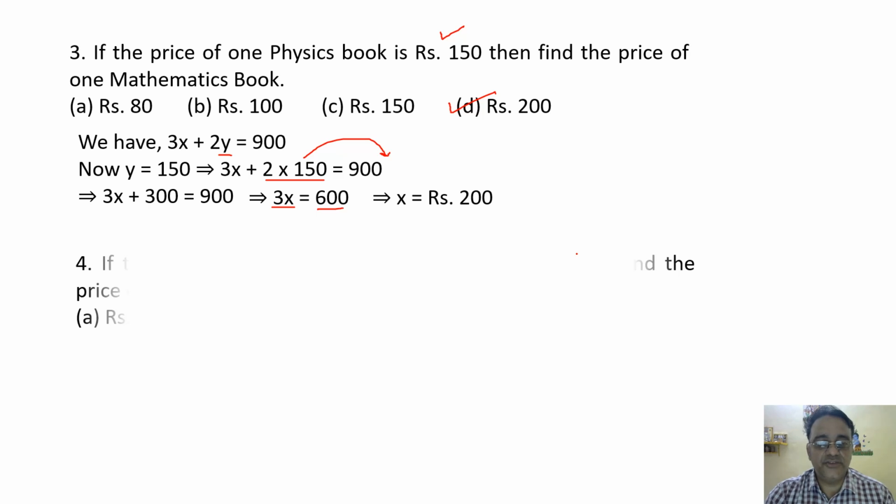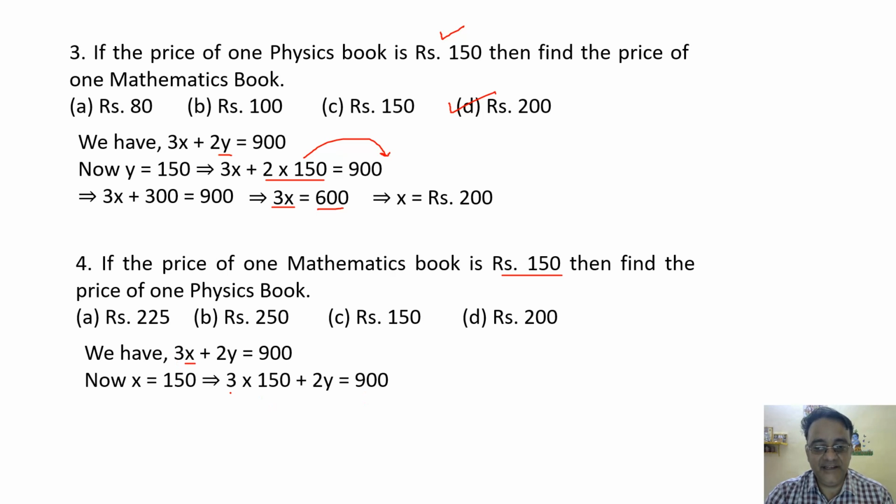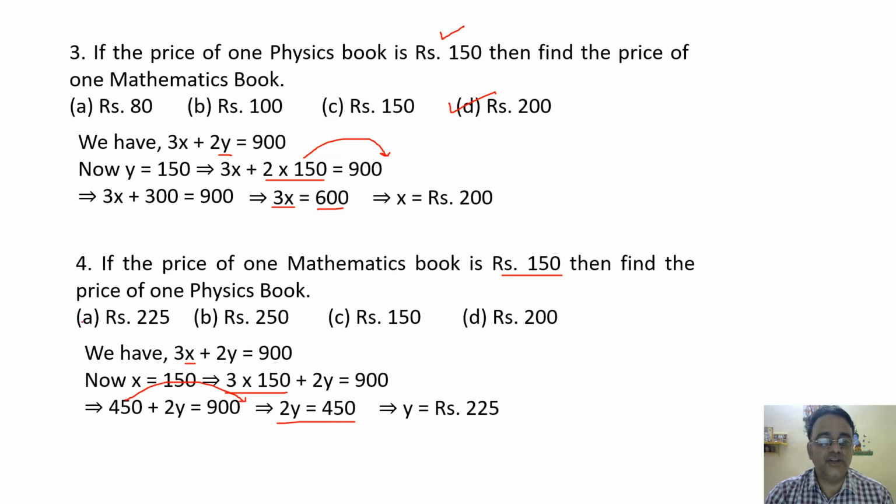Now the next question, the fourth: if the price of one mathematics book is rupees 150, then find the price of one physics book. So in 3x plus 2y equals 900, in place of x we will substitute 150, right? So 450 comes. So we shift 450 to the right side. So 900 minus 450 will be 450. So we are getting y equals 225 and the correct option is option A, right? So now we are moving toward the last question.